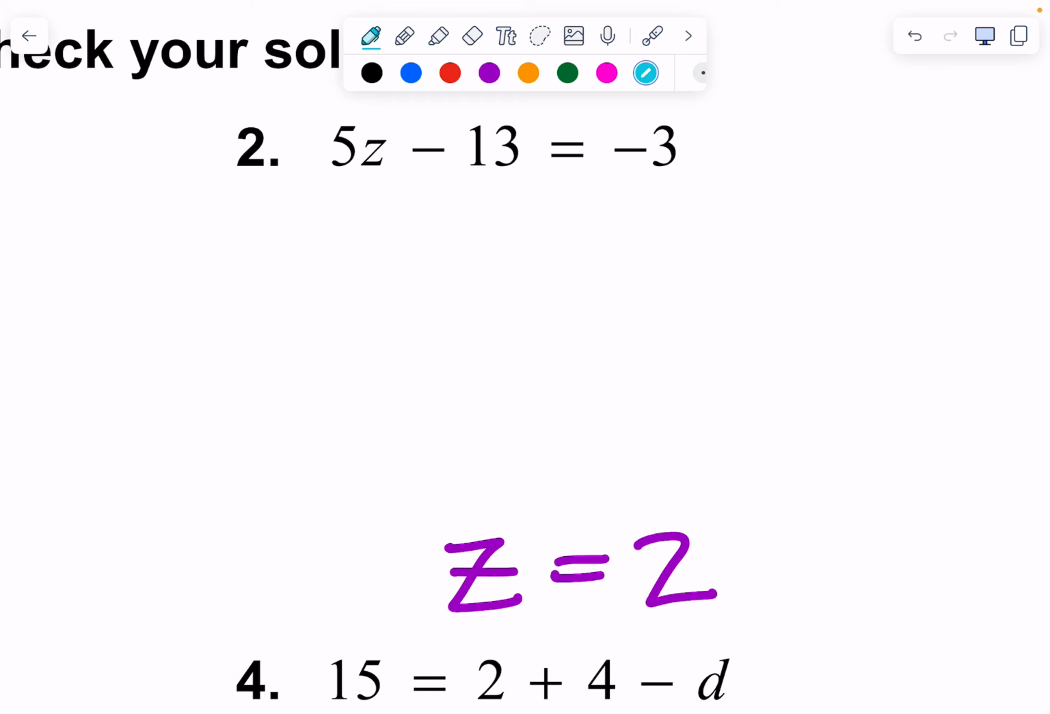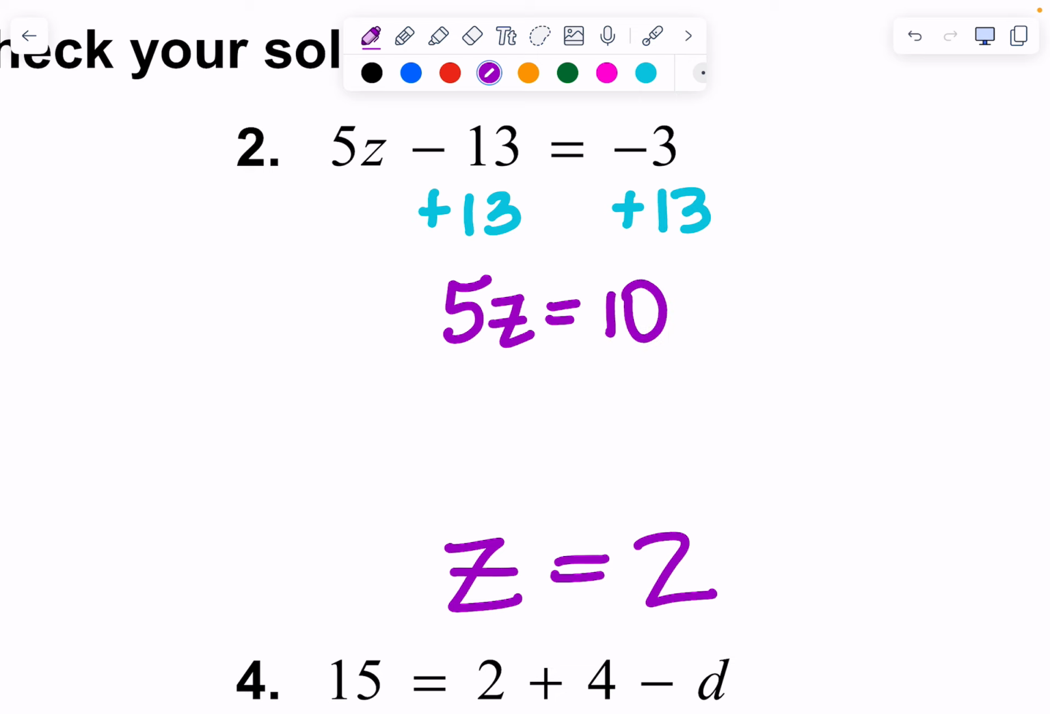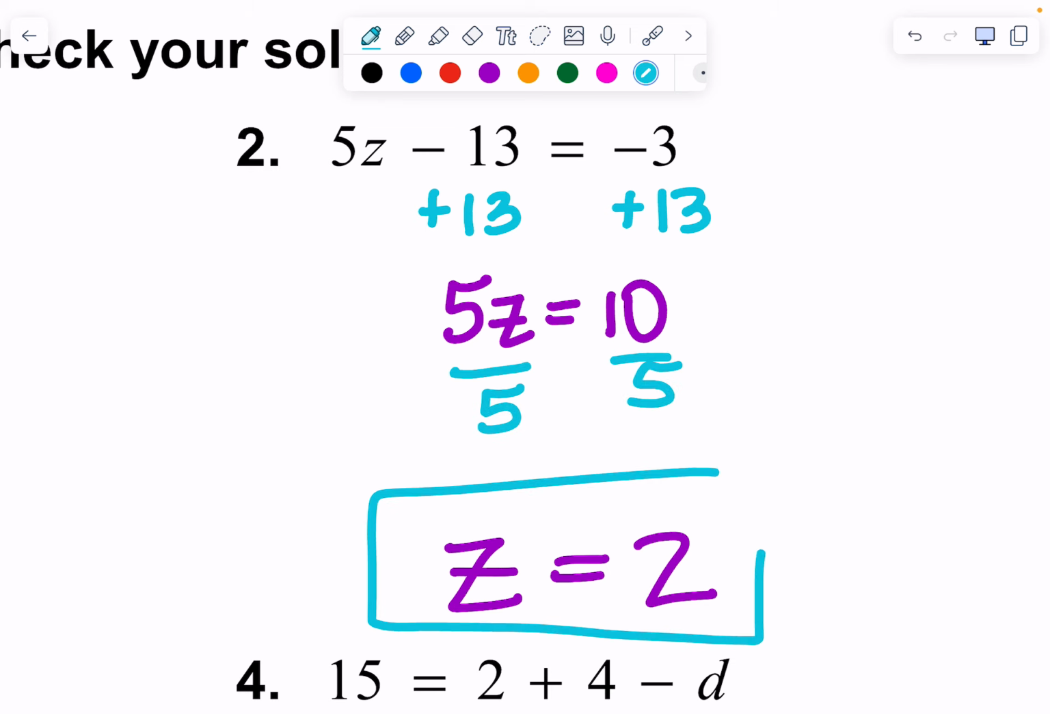Is number 2 very, very similar to number 1? Yes and no. There's a lot of similarities. Zoe, what's the first thing we'll need to do? Add 13 on both sides. I think that's a good idea. Let's add 13 to both sides. So now we have our variables on the left side and our constants on the right side. And now we can divide by that coefficient to get z equals 2.